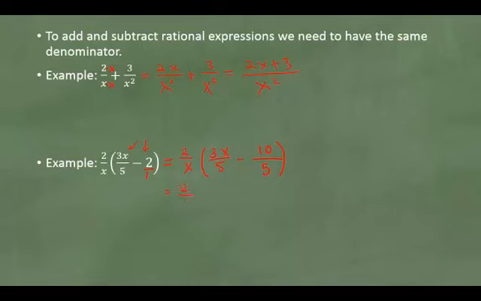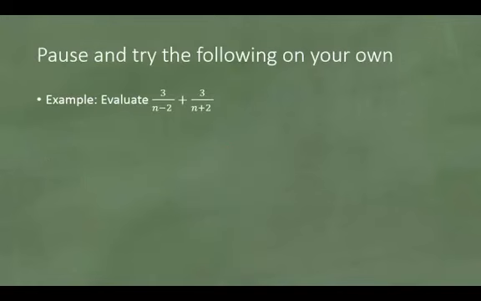We're going to leave the 2 over x still, and we're going to subtract straight across now. 3x minus 10 over 5. And now we're going to multiply straight across. This is the same thing as saying 2 times 3x minus 10 over x times 5, or 5x. Right? And you can keep multiplying that out if you want to or need to. Pause and try the following on your own.